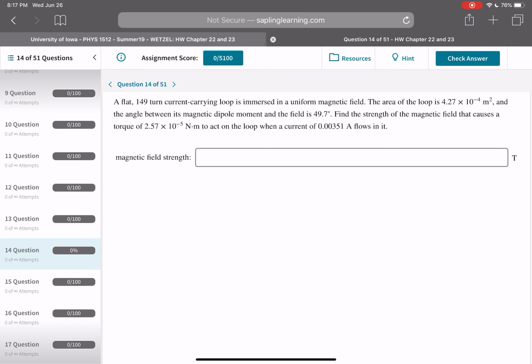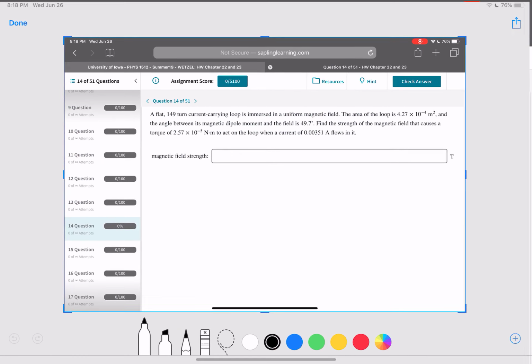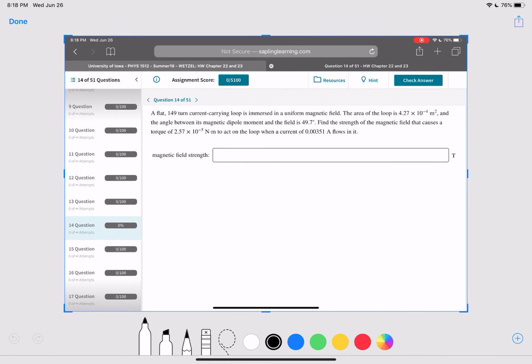So now we've got a 149-turn current carrying loop immersed in a magnetic field. The area of the loop is that. The angle between the magnetic dipole moment and the field is 49.7 degrees. Find the strength of the magnetic field that causes a torque to act on the loop when a current of 0.00351 amps flows in it.